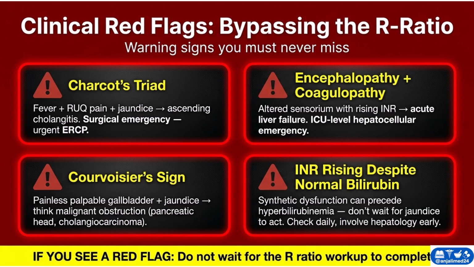Before we finish this topic, it is important to know not every patient should wait for an R ratio calculation. Some clinical situations are true emergencies where immediate actions take priority. The first red flag is Charcot's triad, fever, right upper quadrant pain, and jaundice. This combination strongly suggests ascending cholangitis, a life-threatening infection of the biliary tract. These patients require urgent IV antibiotics and emergency ERCP for biliary drainage. Never delay treatment while completing the additional laboratory calculations.